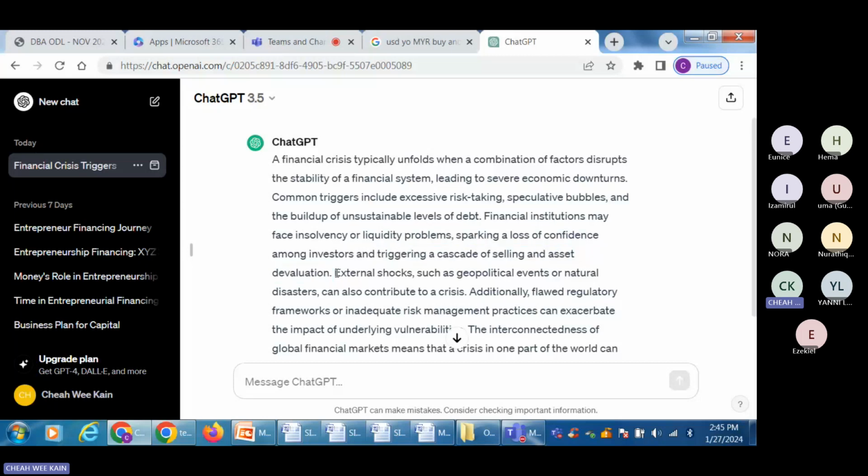And it can be caused by external shock, geopolitical events. Let's say, for example, there's a war somewhere, or a natural disaster. Right now, Iceland is having volcano eruptions, so that will cause financial instability in Iceland. So these all contribute to crisis. Additionally, flawed regulatory frameworks. The government may trigger a financial crisis if they increase the income tax too much, or suddenly the GST, or goods and services tax, or sales tax, jumps to, let's say, 80%. So not very good laws may trigger financial instability.